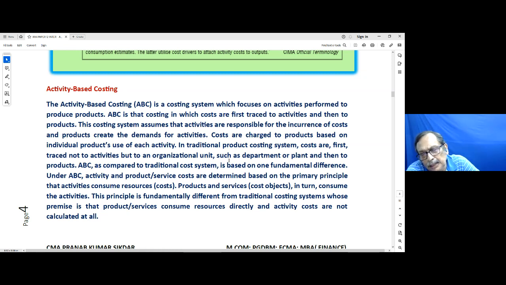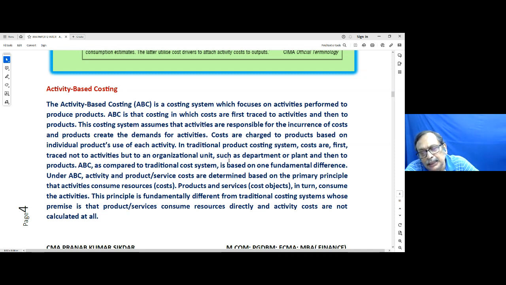But ABC, that is activity-based costing, as compared to the traditional cost system, is based on one fundamental difference. So what is the fundamental difference? Under ABC, activity and product or service cost are determined based on the primary principle that activities consume resources.